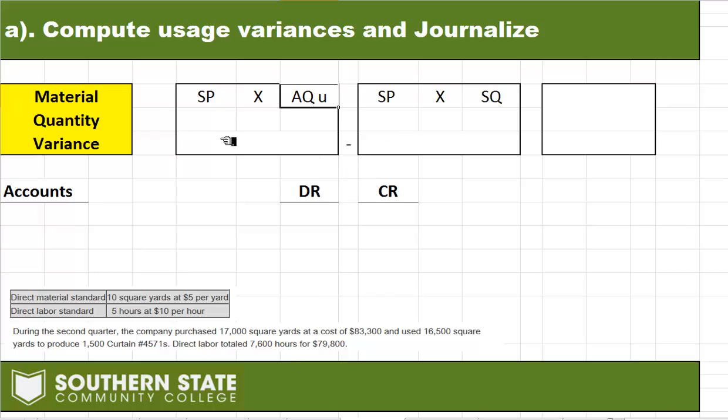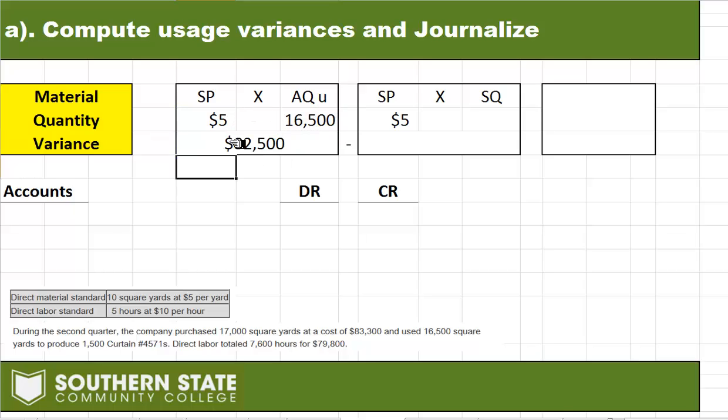How does our actual amount of material we used compare with how much we were supposed to use? We got the information there for that one. Our standard price, we figured in the previous problem, and it's given here, $5 per yard. We can go ahead and plug that in. Now AQU is the actual quantity that we used. It tells us in the problem we used up 16,500 square yards. So 16,500, we're going to multiply that by $5. 5 times 16,500.